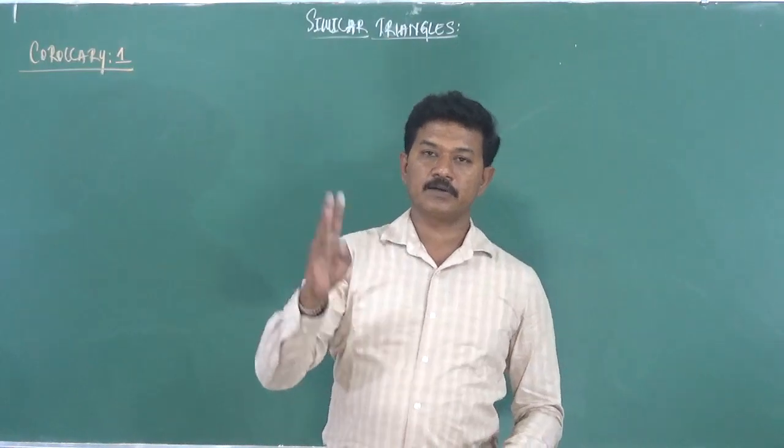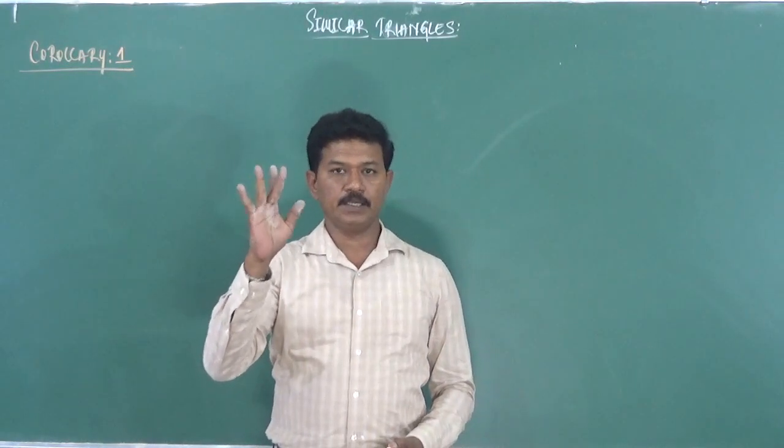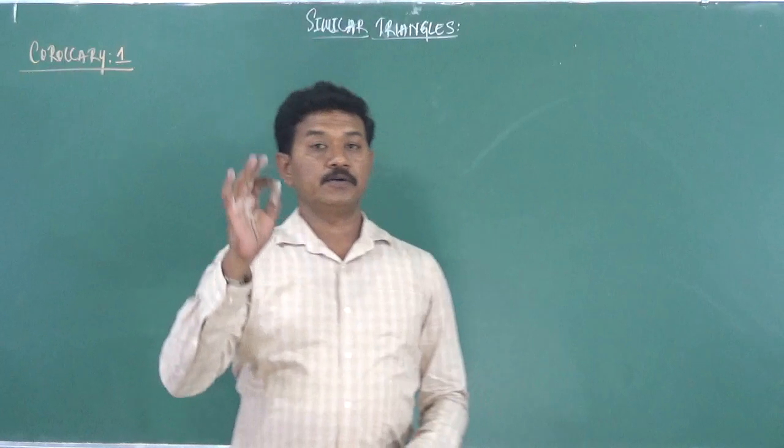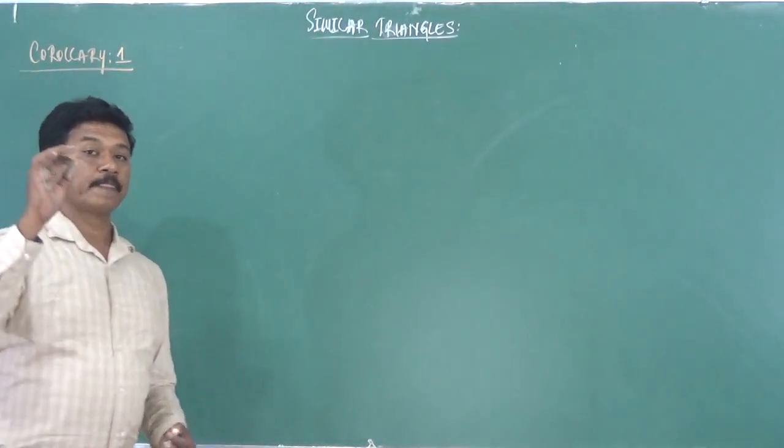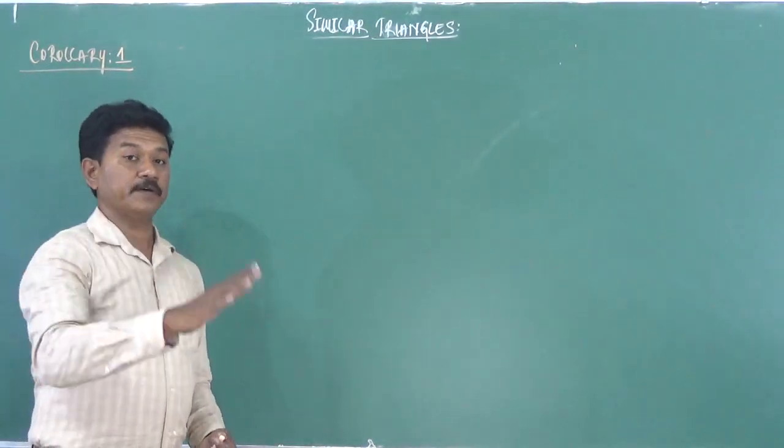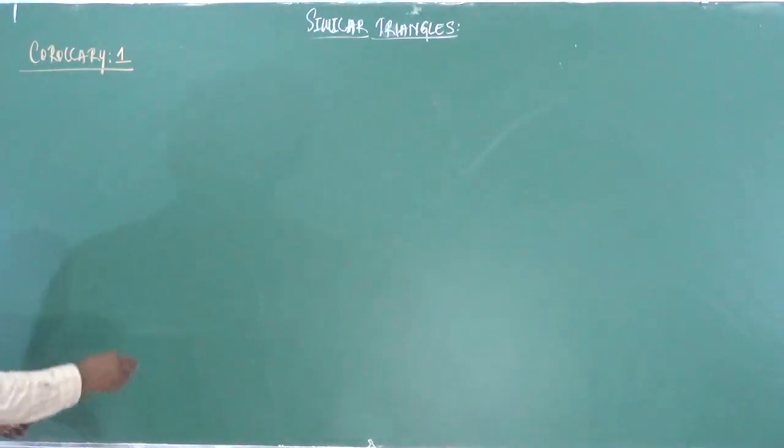We have three corollaries: corollary 1, corollary 2 and corollary 3. All three are very simple and you have to learn them by heart. You should be able to recognize them. You should be able to identify them. That's the skill here. Okay, let us go with corollary 1.